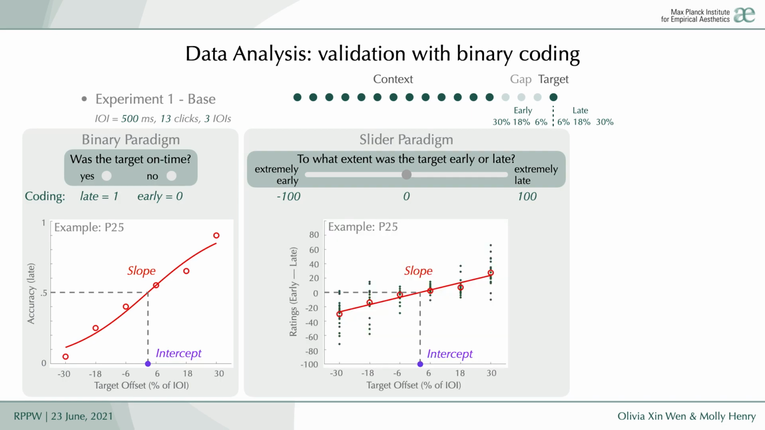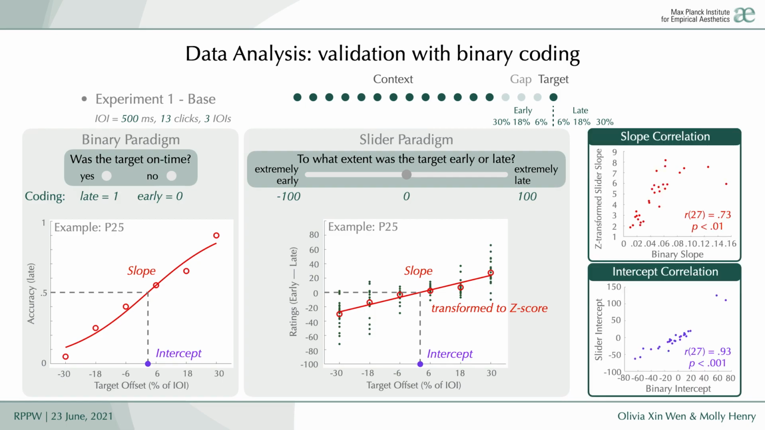Similarly, for the slider coding, we fitted a straight line through the mean ratings and obtained a slope and an intercept. However, because different participants used a different range of the slider, we need to standardize the slope for the measure to be comparable across participants. So we transformed the slope to z-score using a permutation approach, which I will not go into detail right now, but I'm happy to explain during the Q&A.